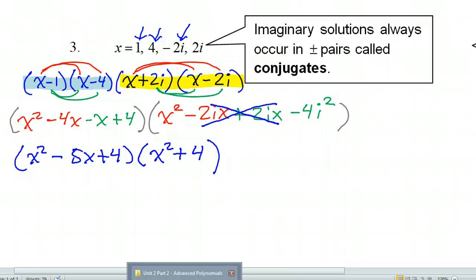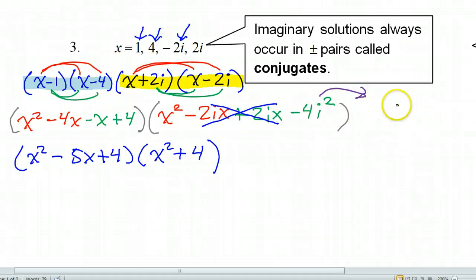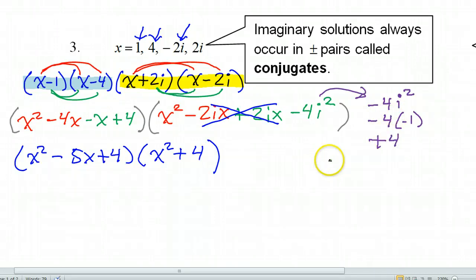I squared is negative 1. Or i is the square root of negative 1, so if you square it, it just becomes negative 1. What did I say that i squared equals? Negative 1. Okay. So this negative 4i squared is the same thing as negative 4 times negative 1. Then a negative times a negative is a positive, so that becomes a positive 4. That's where this is coming from. That will always happen. If you see an i squared, it's just going to change the sign of whatever it's next to.